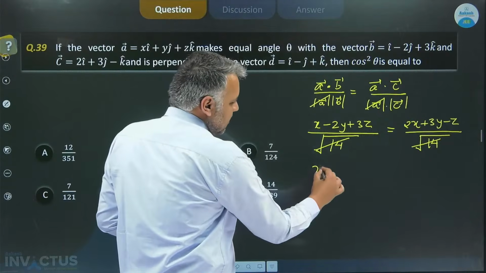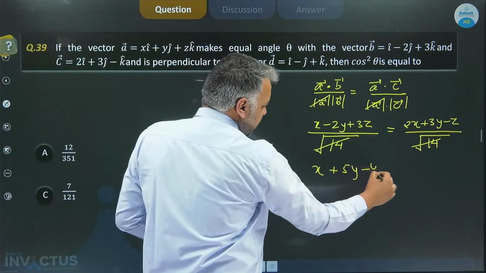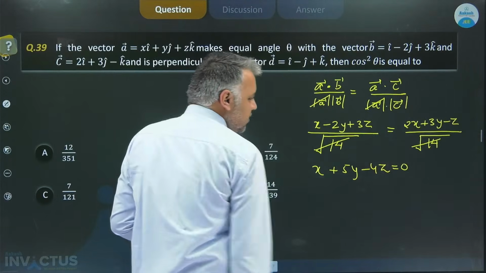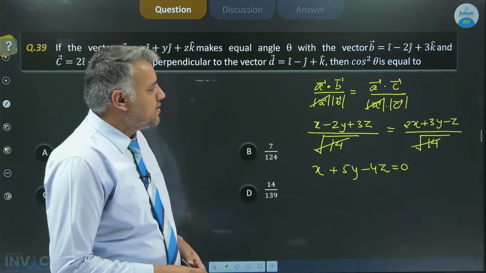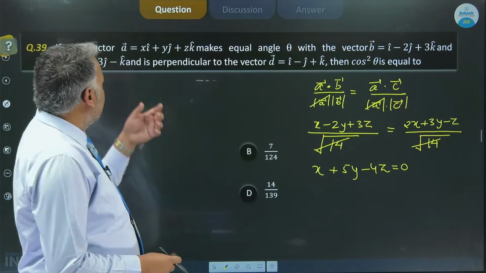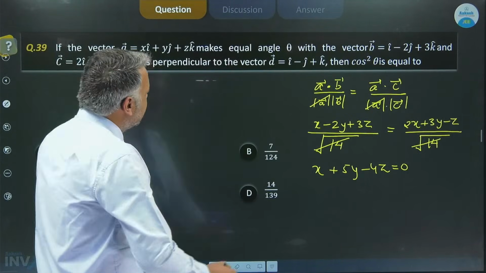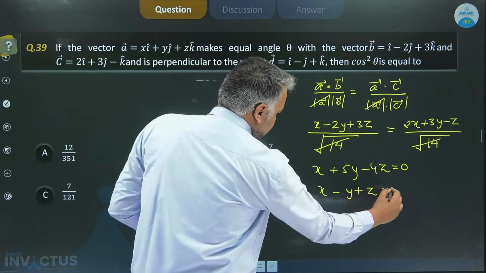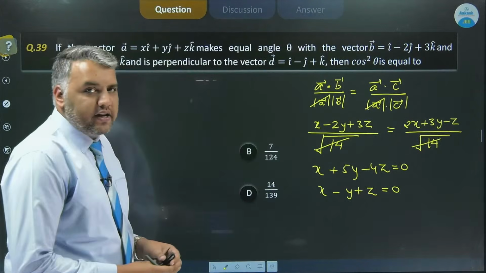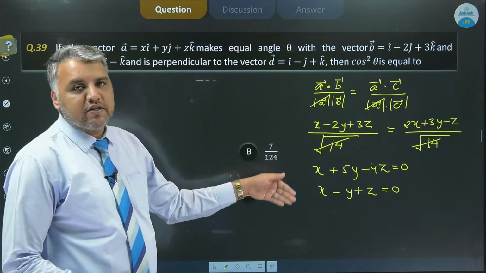We'll get x plus 5y minus 4z is equal to 0. We are taking all the terms to the right hand side. Similarly, we are given that A vector is perpendicular to D vector, so A dot D must be 0. So from here we can say that x minus y plus z must be 0. We are getting two equations in xyz, so we can calculate the ratios of xyz.